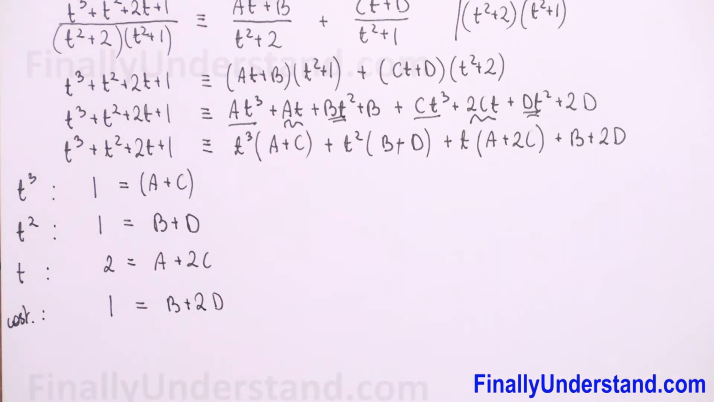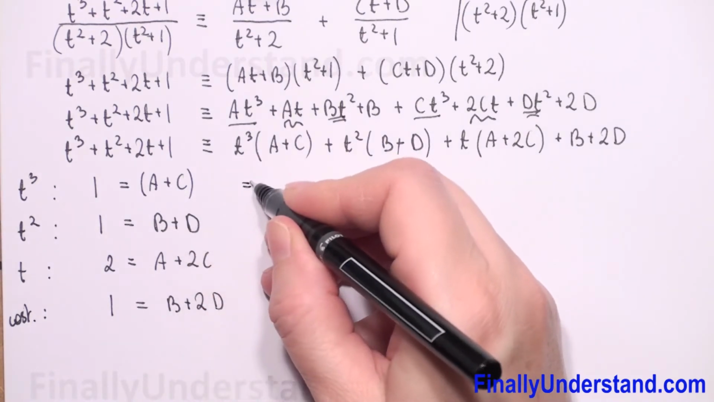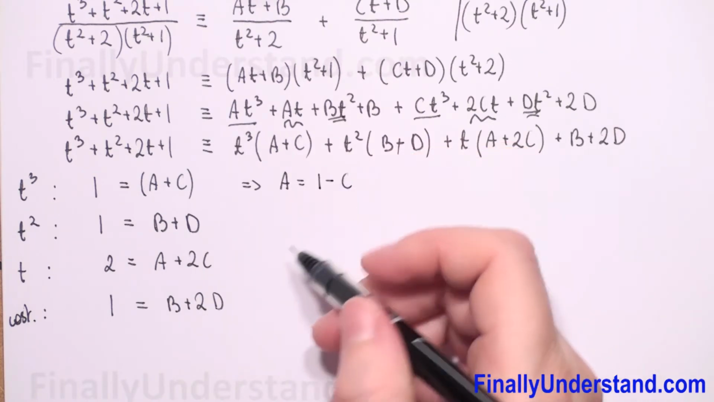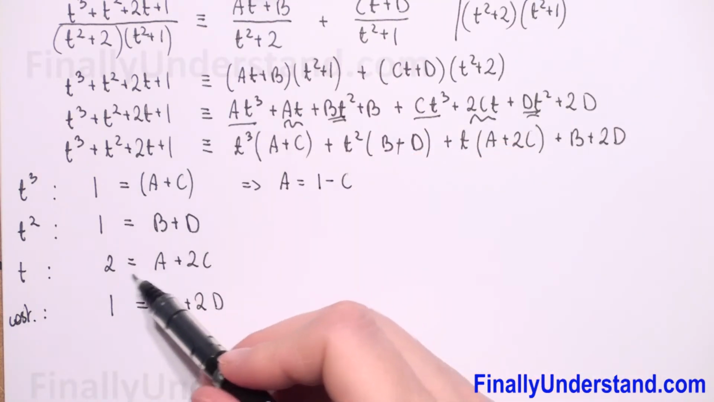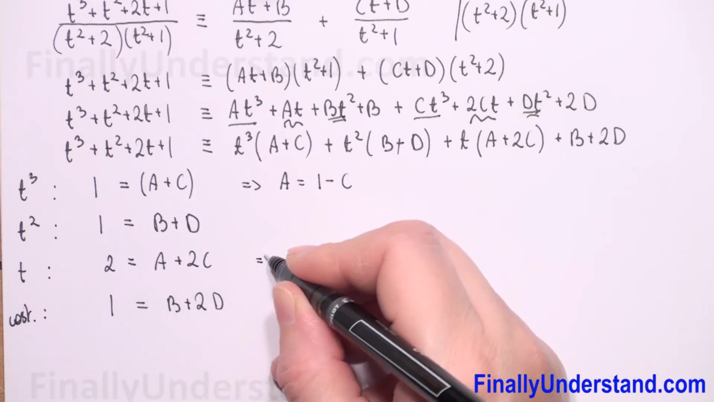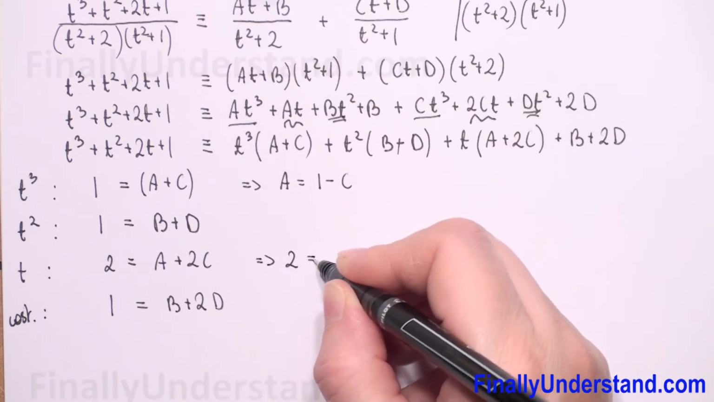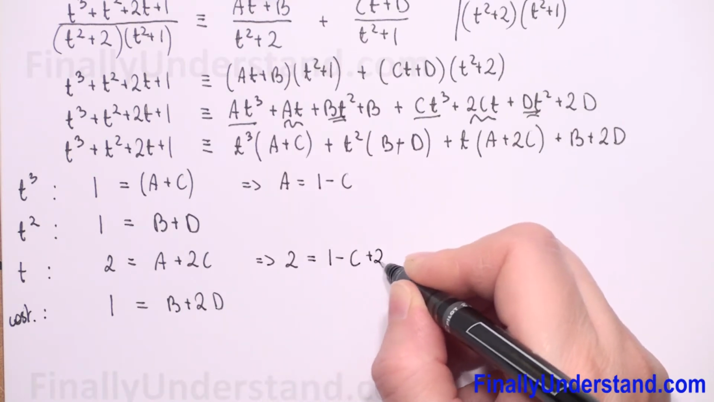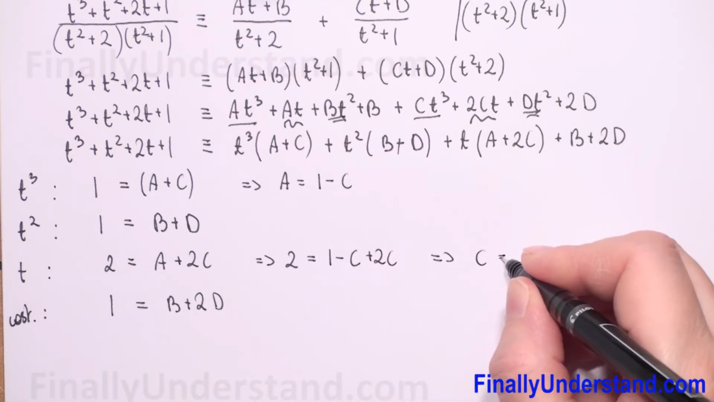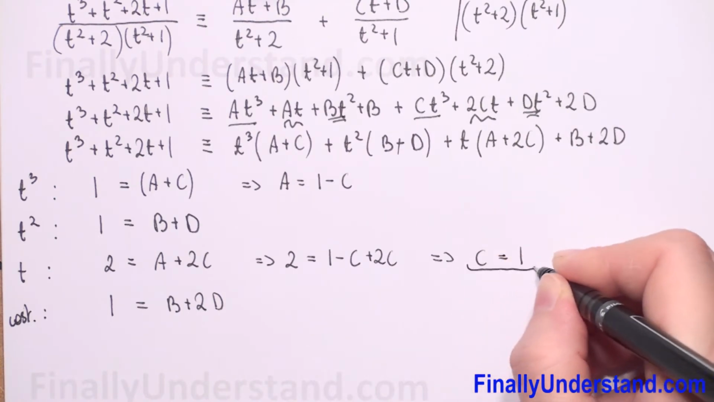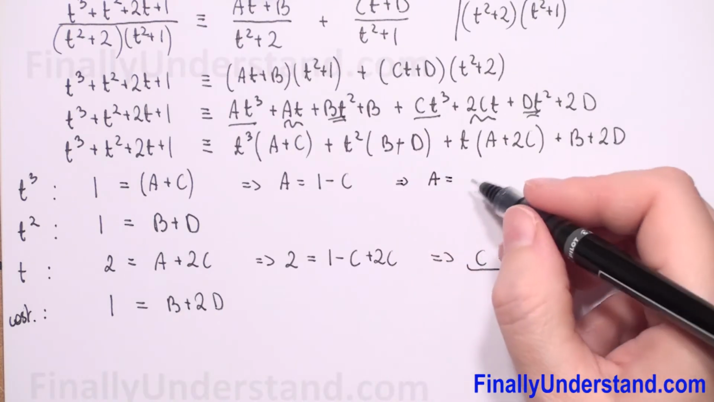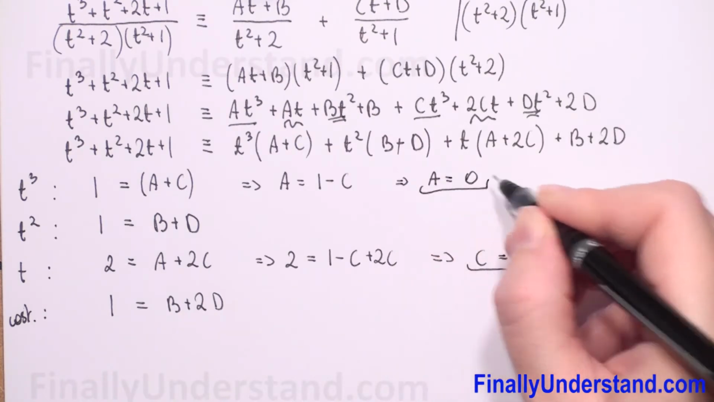Next, we will find a from the first equation. So a is equal 1 minus c, and we substitute a in the third equation by 1 minus c. So we will have that 2 is equal 1 minus c plus 2c. So we have that c is equal 1. When we have c, we can find a. A is equal 1 minus 1, so a is equal 0.